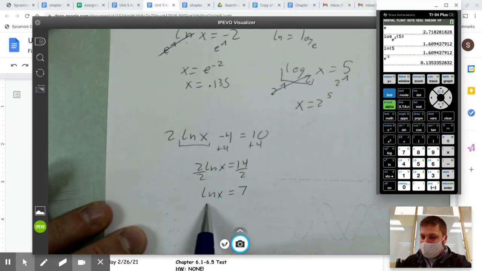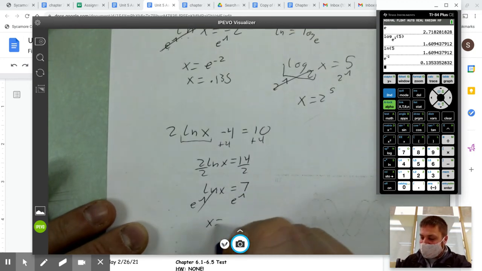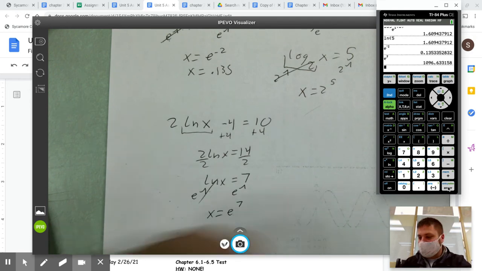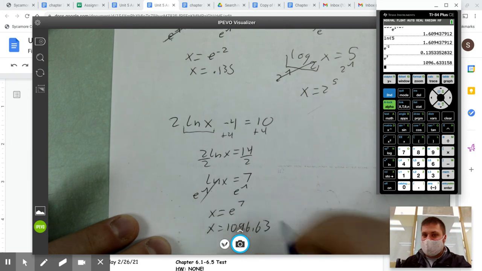Now, to cancel out ln, again, I do e to the power of. So x is e to the 7th, which is x equals 1096.63.